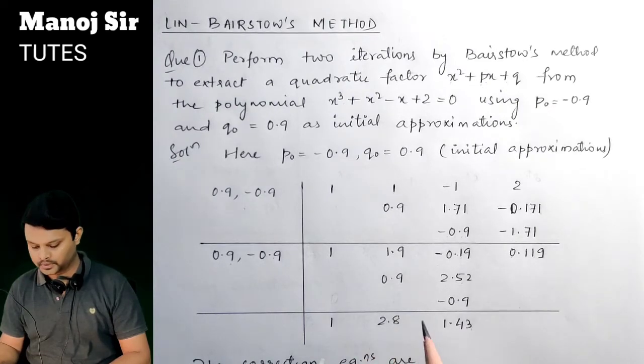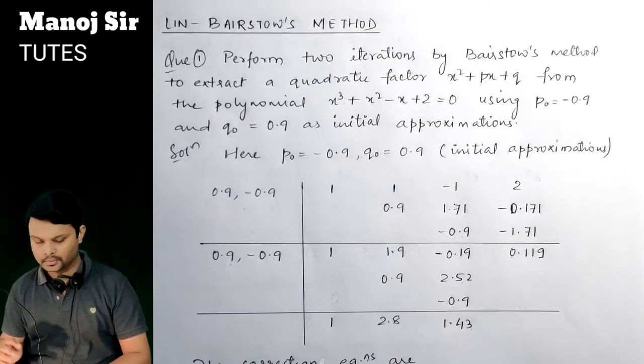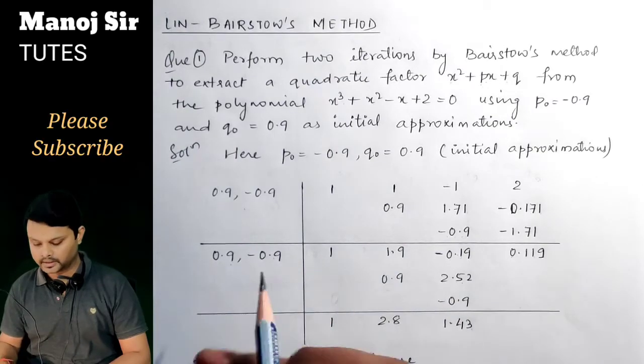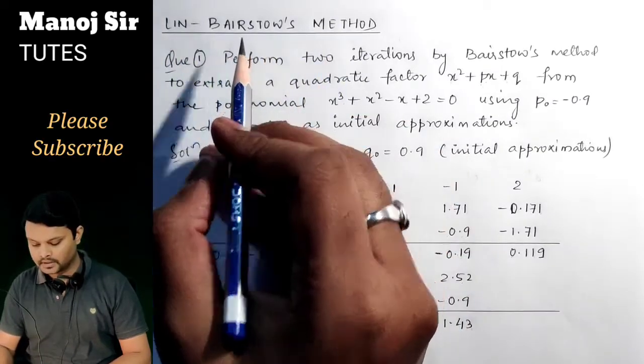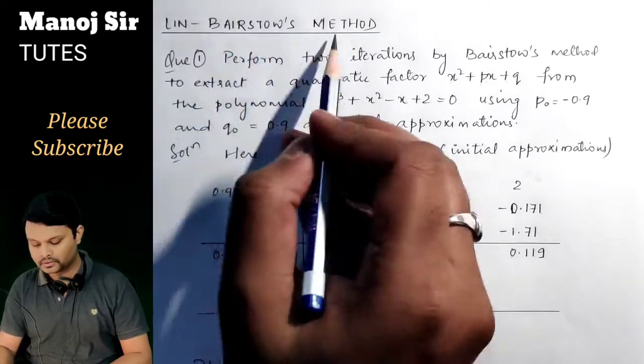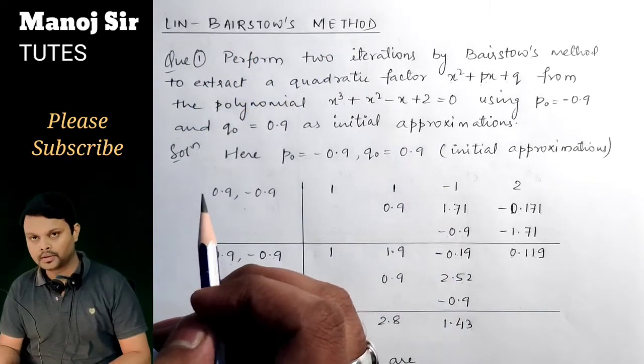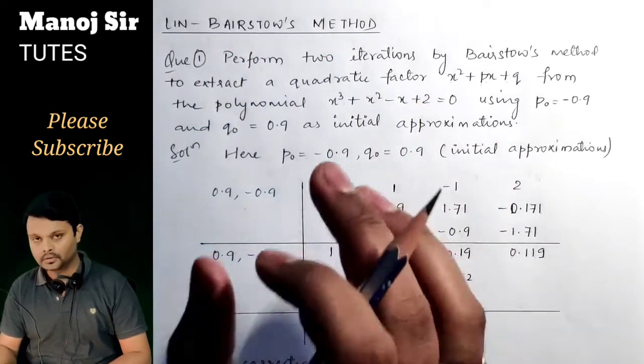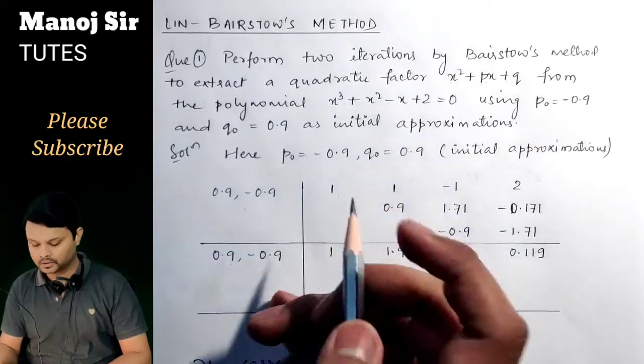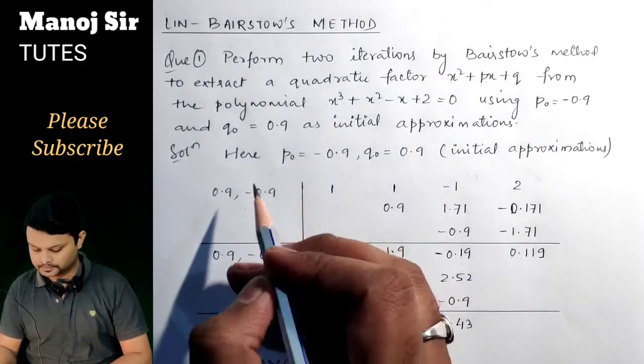And in the description box below, you will get the complete playlist of numerical solution of algebraic and transcendental equations. Welcome to video number 9, and in this particular video we are going to start a new topic, that is Lin-Bairstow method. This method is also known as Bairstow method. We will take the help of a problem for better understanding of this topic. So let us start.